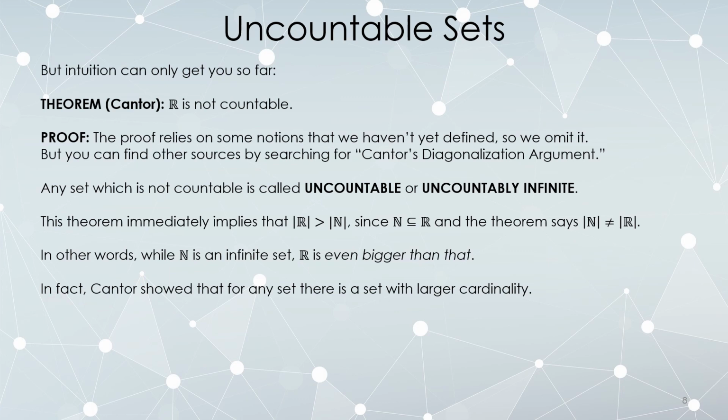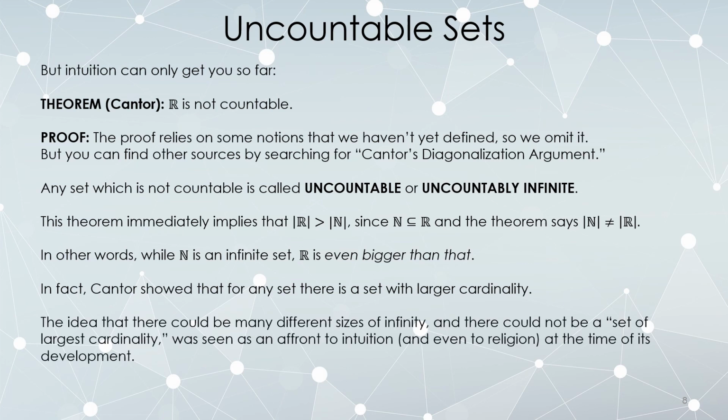In fact, Cantor showed that any set you have, you can always make a set with larger cardinality. Now, this sort of implies the existence of different sizes of infinity. Yeah, the natural numbers are infinite, but the real numbers are bigger than that. And, as Cantor pointed out, there's always a set with larger cardinality. So there can't even be a set whose cardinality is the largest of all cardinalities, because then there would be a bigger one by Cantor's argument.